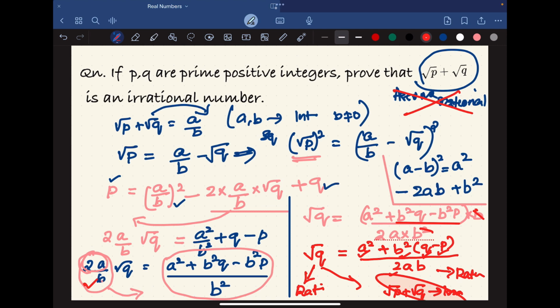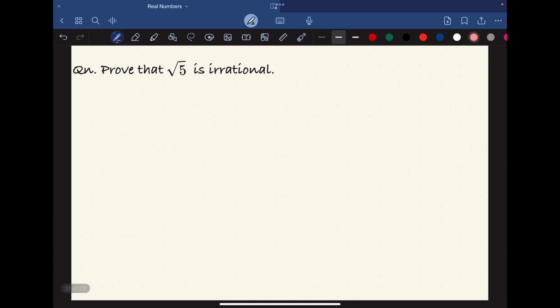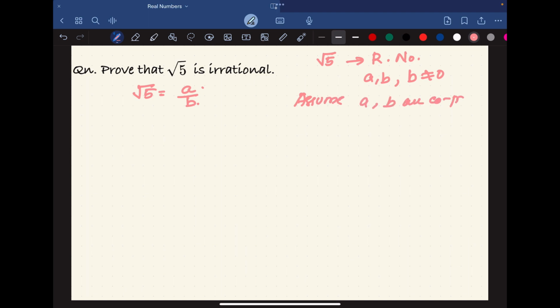Okay, so let's see the next question. Prove that root 5 is irrational. For proving this, we have to assume root 5 is a rational number first, right? Therefore, we can take two integers a and b, where b is not equal to 0, such that root 5 is equal to a by b. Assume a and b are co-prime.